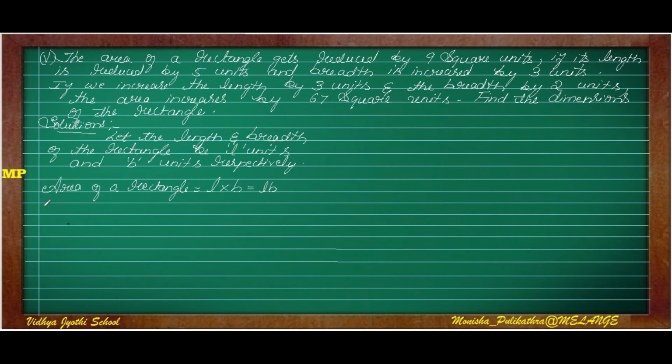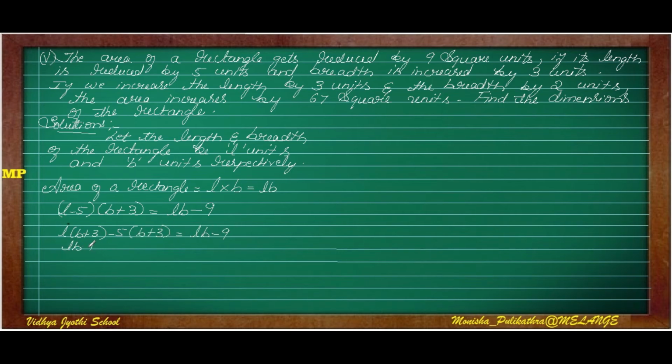According to the question, if the length is reduced by 5 units and the breadth is increased by 3 units, then the area of the rectangle is reduced by 9. Therefore, we have to multiply it first. So (L - 5)(B + 3) is equal to LB minus 9.